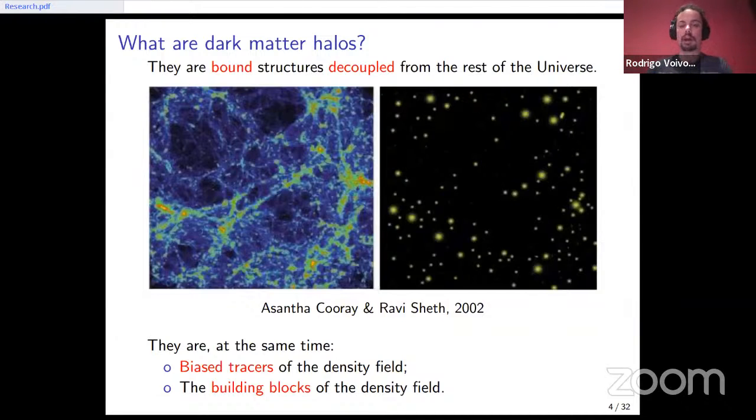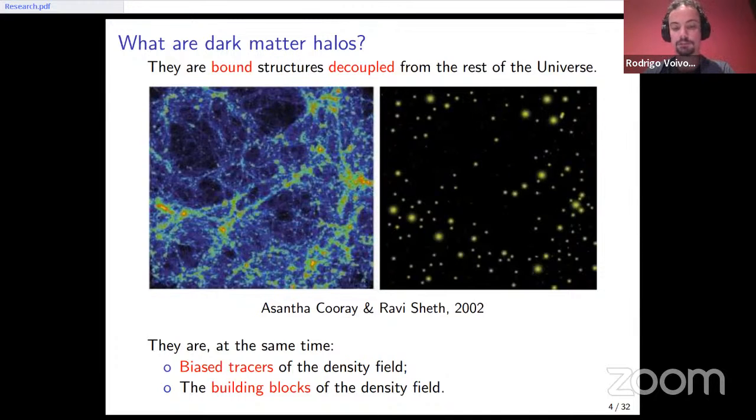Okay, first of all, halos are just bound structures that are decoupled from the rest of the universe. So in some sense, they are a small universe: you can understand just the inner properties of the halos, and then you can understand how the halos are distributed in the universe. So you can think about the halos in two different ways. The first is halos as biased tracers of the density field. So the halos are just a tool to describe the density field, just some intermediate step to really see the density field.